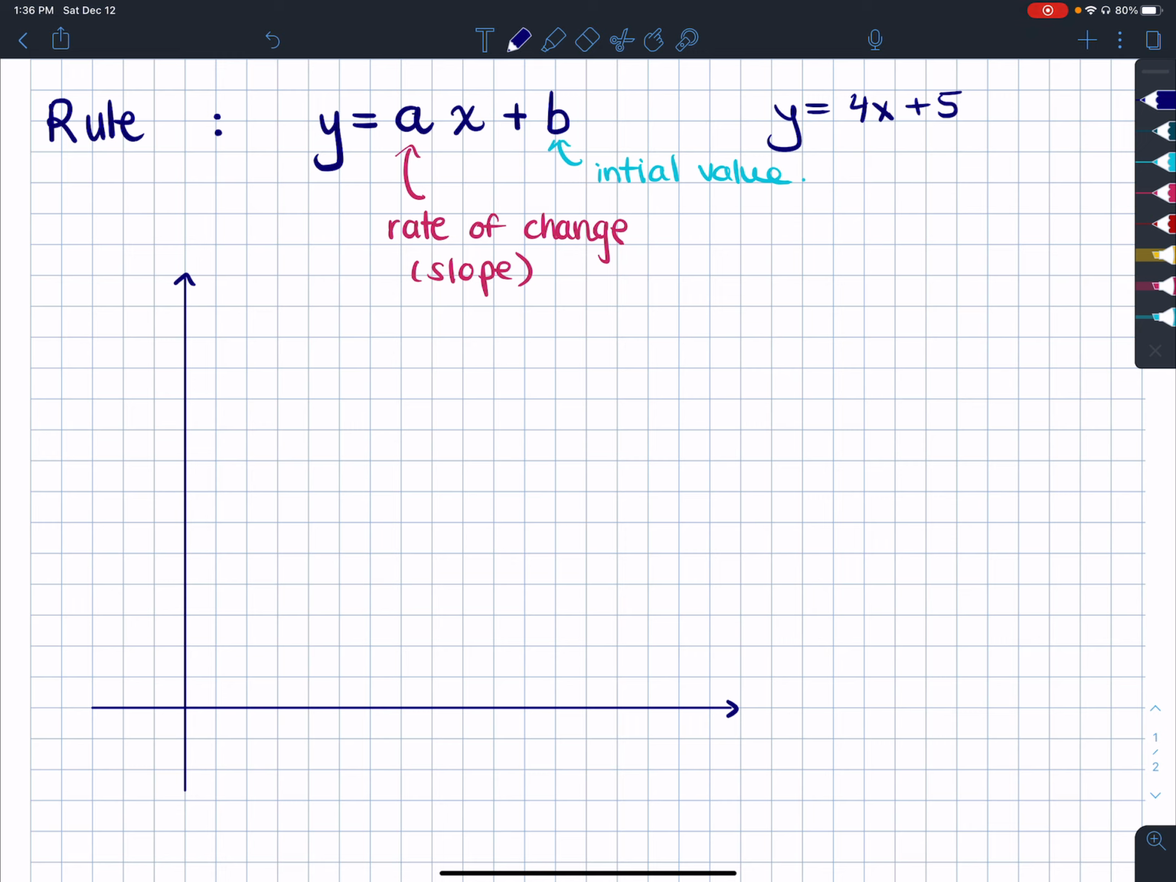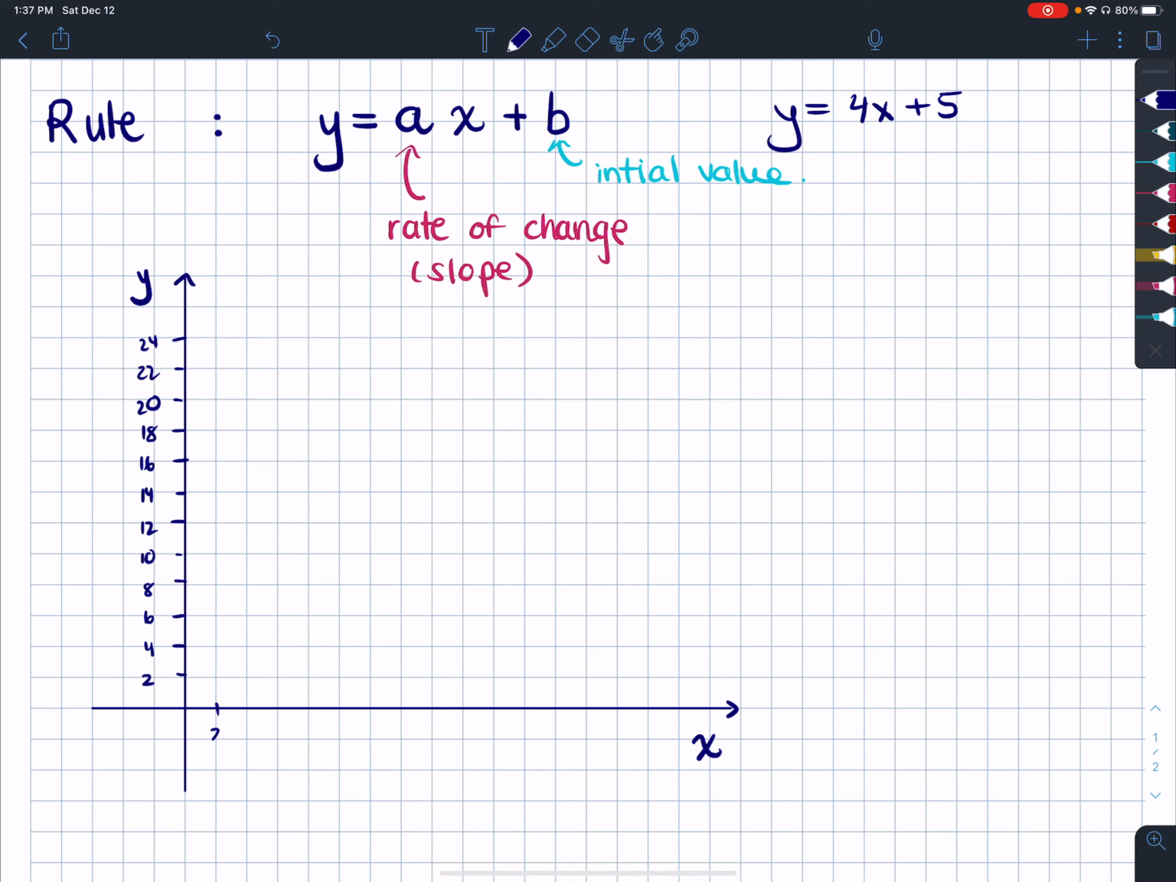Okay, so our x-axis is always our horizontal axis, and our y-axis is always our vertical axis. So here, since we'll go up by 2's, I think that would work well. 2, 4, 6, 8, 10, 12, 14, 16, 18, 20, 22, 24. That should be enough. And then over here, we'll also go up by 2's, just so that it's consistent.